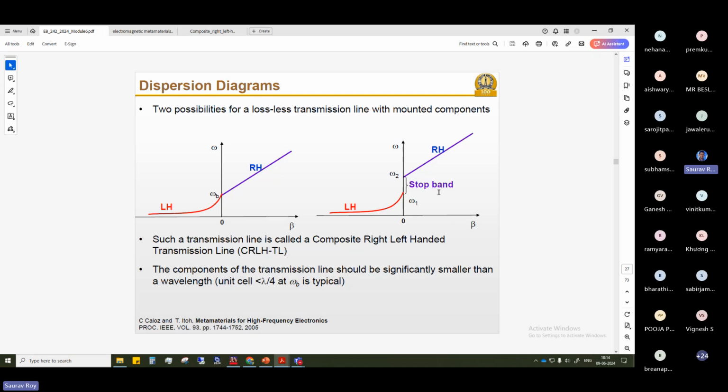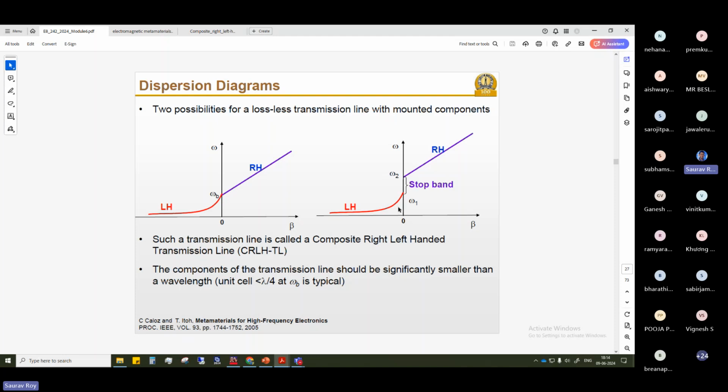That means this you can also use for band pass filter design or band stop filter design. Because below omega 1, it will pass. Above omega 2, it will pass. But in between, there is no phase shift available. There is no beta. So here it will act like a stop band, and the other sections, right and left, are the pass band.